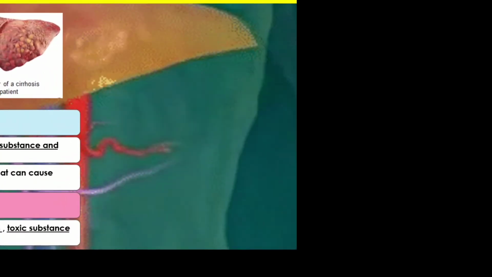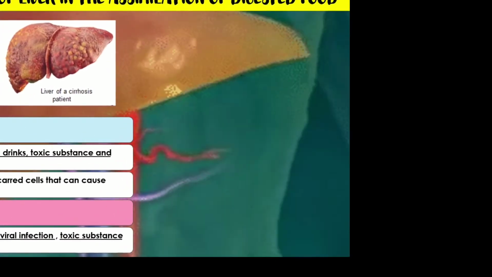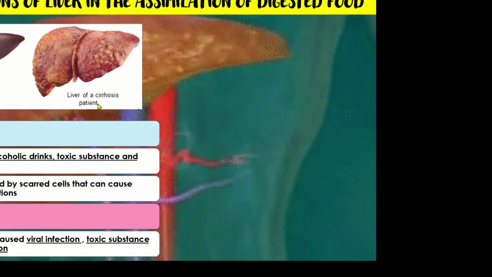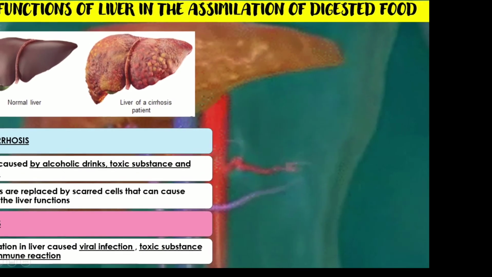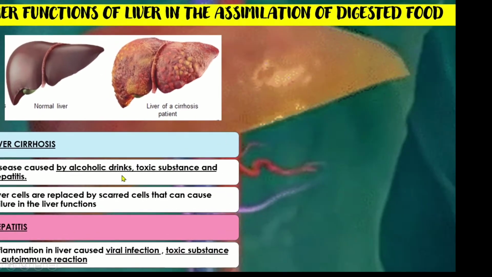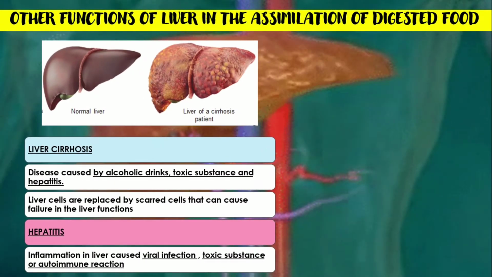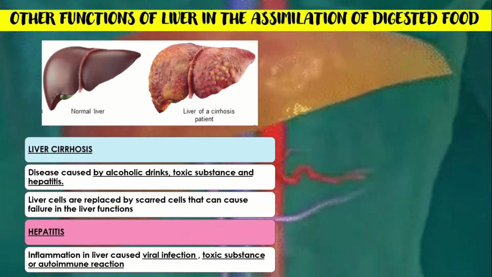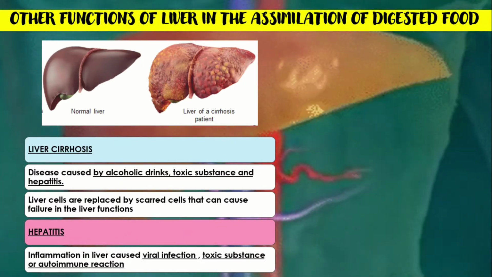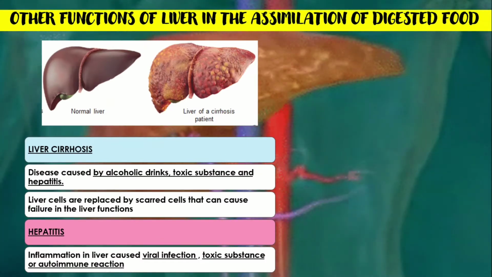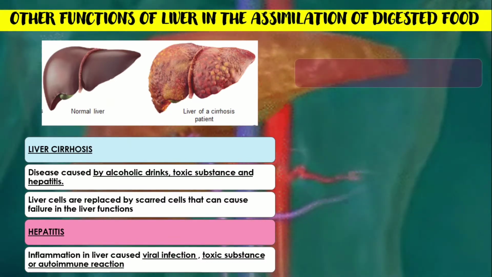The other functions of the liver in the assimilation of digested food. You can see here, the left side is the normal liver. Meanwhile, the right side is the liver of a cirrhosis patient. Liver cirrhosis is a disease caused by alcoholic drinks, toxic substances and hepatitis. Liver cells are replaced by scar cells that can cause failure in the liver function. Hepatitis is an inflammation in the liver caused by viral infection, toxic substances or autoimmune reaction.